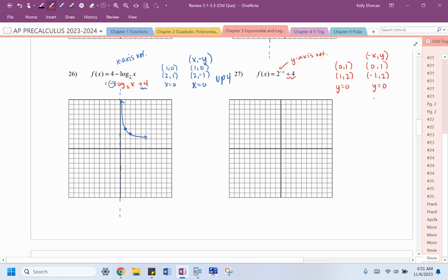And then all of those need to go up 4 units. So y equals 0 is going to go up 4 to y equals 4. 0, 1 needs to go up 4 units. So 1, 2, 3, 4. And then negative 1, 2 goes up 4 units like that. This exponential graph that went through a y-axis reflection should be a decreasing function. So you go to the right, and that's our final graph.